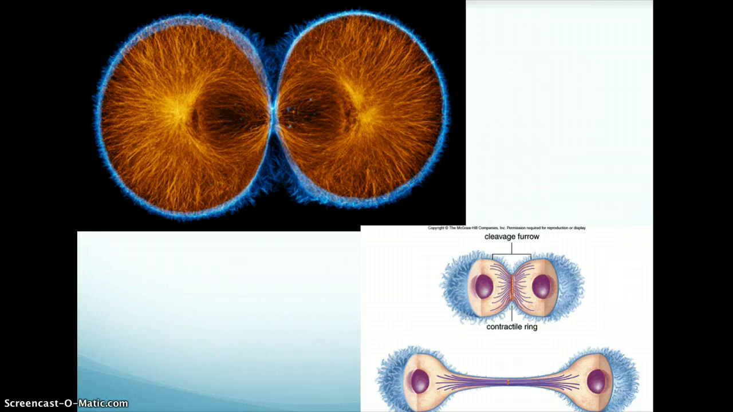These images show an animal cell undergoing cytokinesis. The top left image is an actual cell. The bottom right image is an artist's rendition.